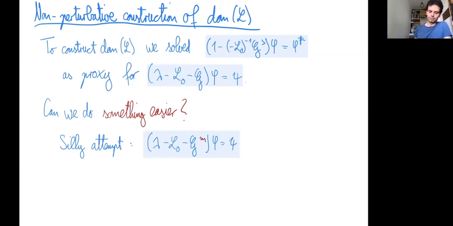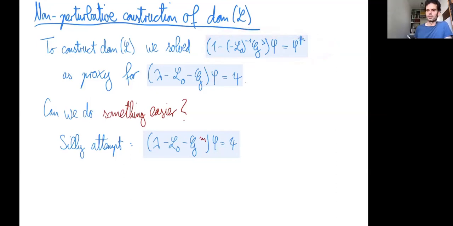So to construct the domain, we solved this equation, which was a proxy for the resolvent equation. Sorry, this should be a 1 here. Okay, no, I think it's okay. It was a proxy for the resolvent equation, or actually for the Poisson equation with lambda equal to 0, except that we replaced the g by this g upper here. So the question is, can we do something softer than doing all this analysis for that?